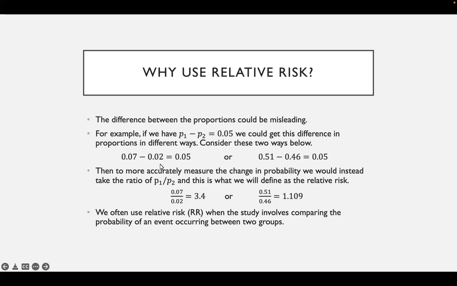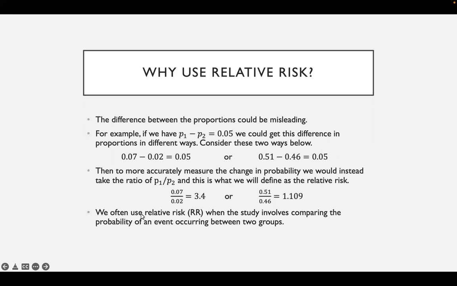So by doing that on this first one here, we had that P1 was 0.07 and P2 was 0.02. So then taking the ratio of those two, we have 3.4, and then doing similarly the same thing on the right-hand side over here, 0.51 over 0.46 gives us a relative ratio of 1.109. So these two are the relative risk calculations from this.